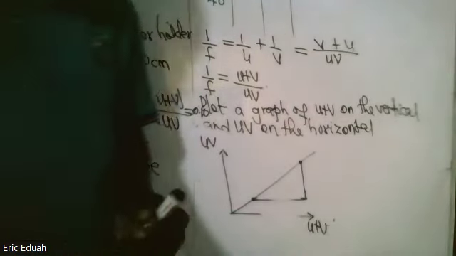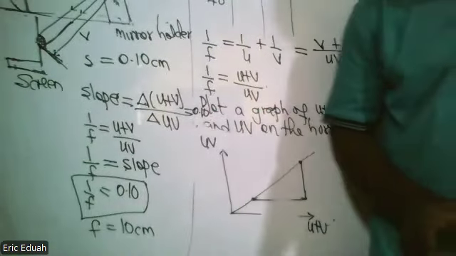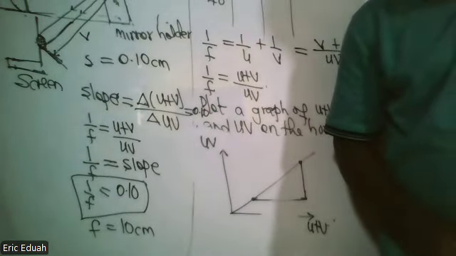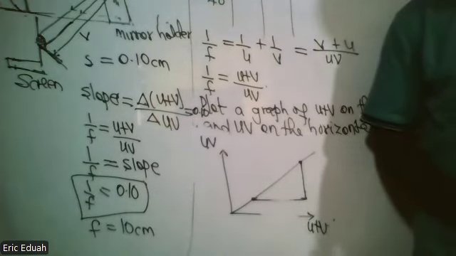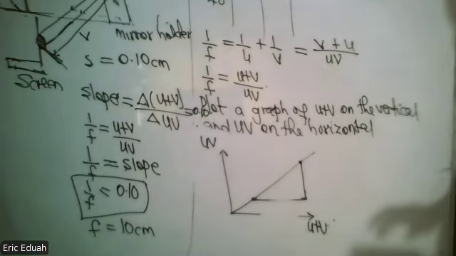Think through, whilst I take a shot of attendance, it has to be uploaded. I'll call one of you to give me an answer. If the vertical is uv and the horizontal is u plus v, how do we deduce the focal length of the mirror?